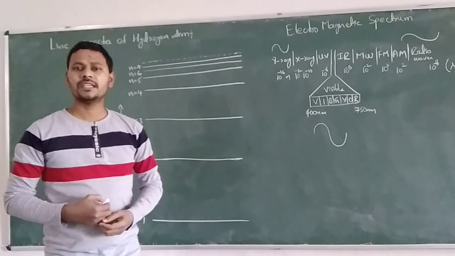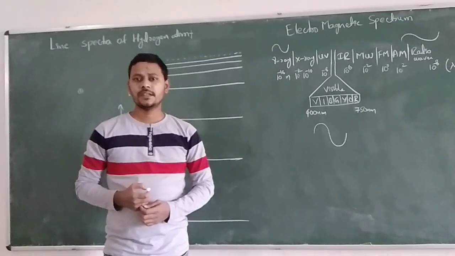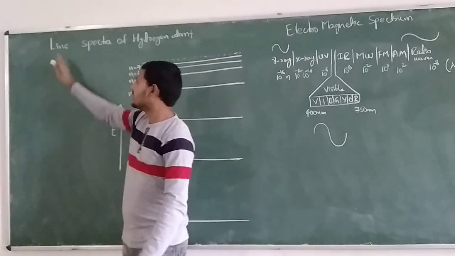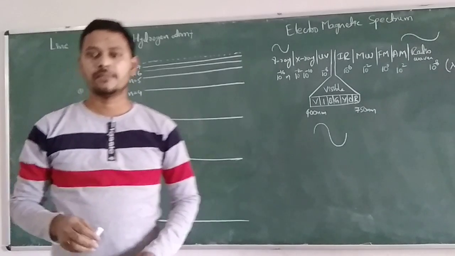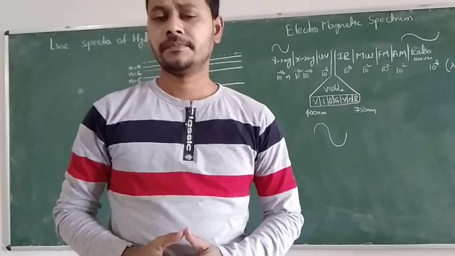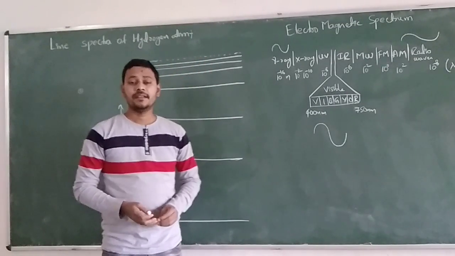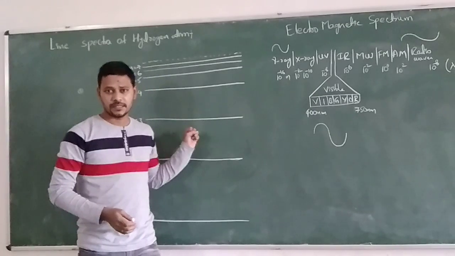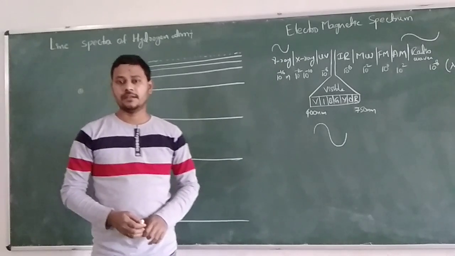Every element shows a characteristic line emission spectra. Like our fingerprints, we can easily identify a human being. In the same way, by using the line emission spectra, we can easily identify the elements in unknown compounds. In emission spectrum, we will get bright lines on a dark background. In absorption spectrum, we will get dark lines on a bright background.